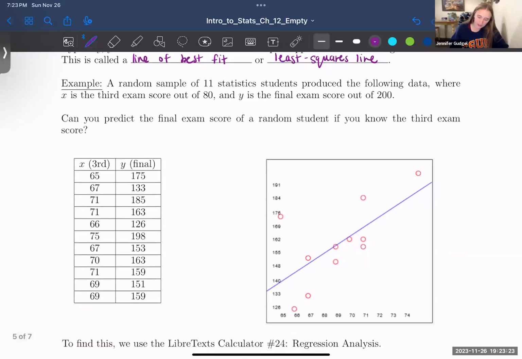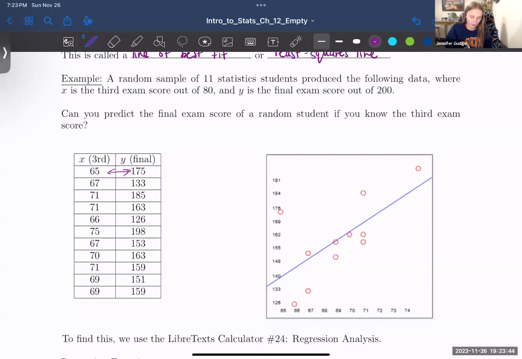All right, so we are looking here in this example at 11 statistics students who had a third exam score out of 80 and a final exam score out of 200. So we're going to see if maybe someone who did well on the third exam would do well on the final. So these are all paired data. That's one student who had 65 on the third exam, 175 on the final. We are going to go to our online calculator to predict the line of best fit, so that we could maybe predict the exam score of a student if you knew what their third exam score was.